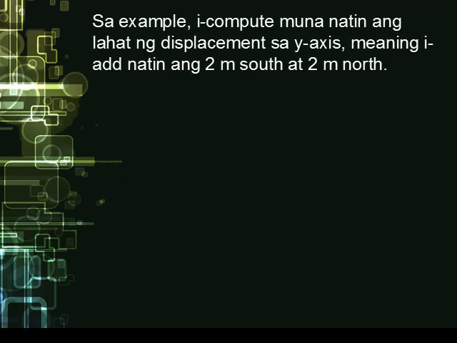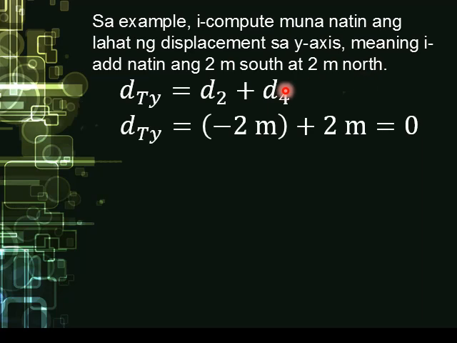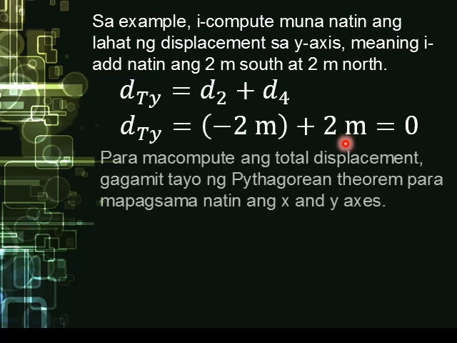Now, tingnan naman natin to. So, kung i-compute naman natin lahat ng displacement sa y-axis. So, add natin. Ano ba yung nasa y-axis? Yun yung nasa direction na south and north na given din sa problem. So, i-add lang natin sila. So, yung south, ang sign niya dapat ay negative. Yung north, ang sign niya dapat ay positive. So, pag in-add natin to, negative 2 plus positive 2 meters, the answer is 0.